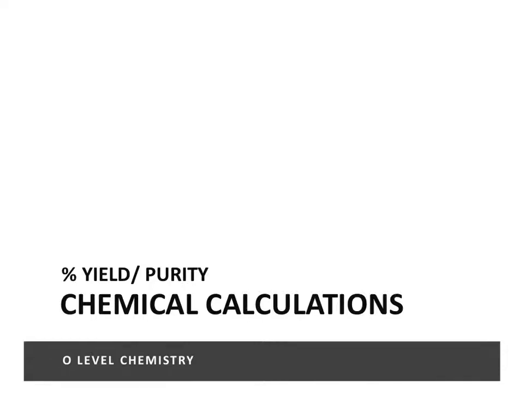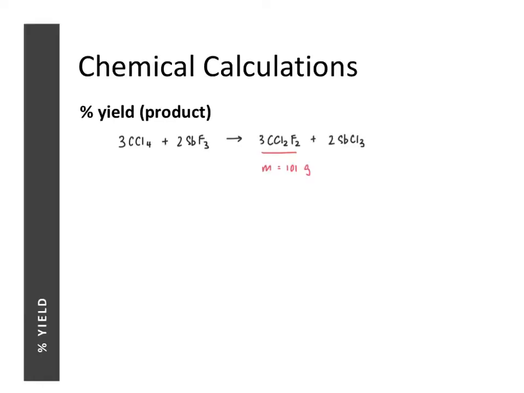Now in this lesson, we're going to learn to perform calculations with two new terms. They are percentage yield and percentage purity. The first term that we're going to look at is percentage yield. Based on the word yield, what does it mean to you? For many, it may be how much you are getting, or how much is obtained, or how much is produced. So that is the meaning of yield.